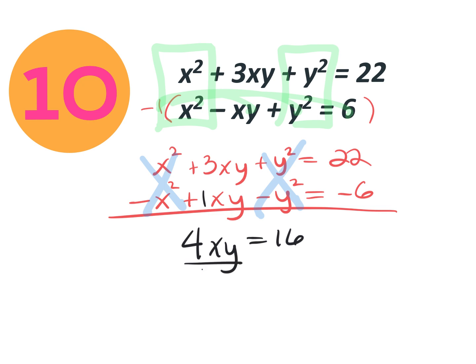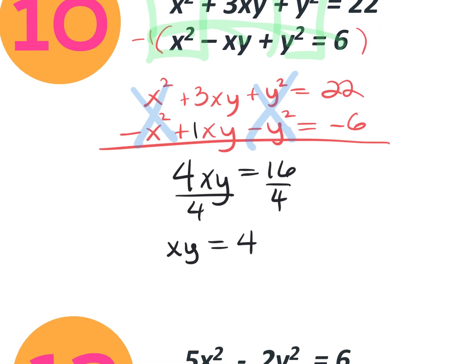I'm going to go ahead and divide both sides by 4, and now I have x times y equals 4. I need to get what either x or y equals. It doesn't matter. I'm going to go ahead and solve it for y. So I'm going to divide both sides by x, and my y is now equal to 4 divided by x, or 4 over x. This is what I'm going to substitute.